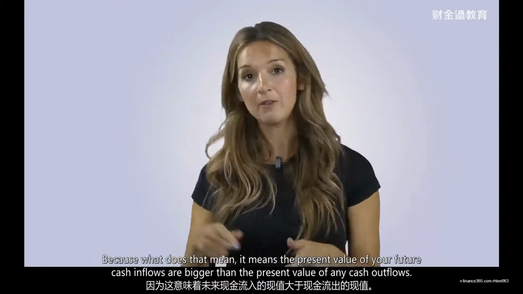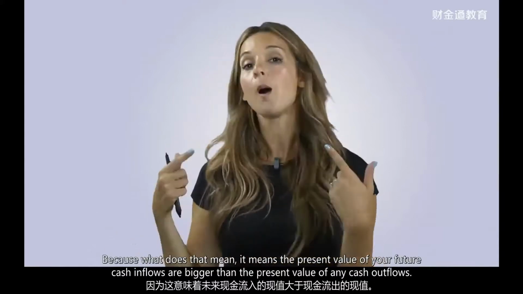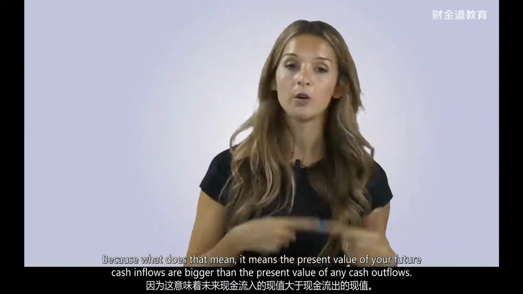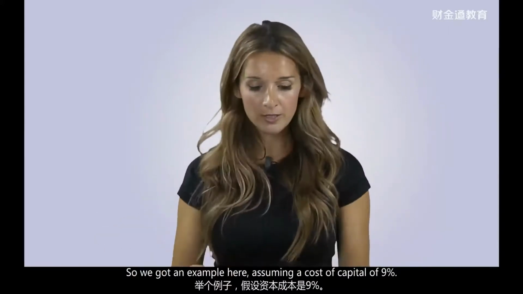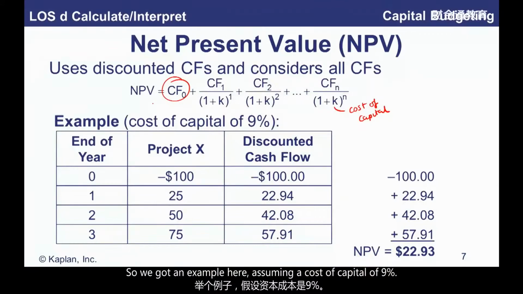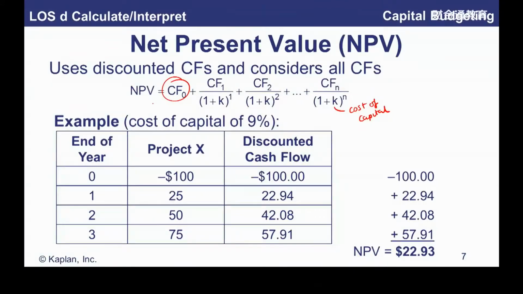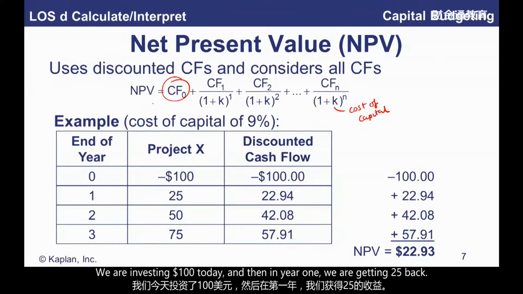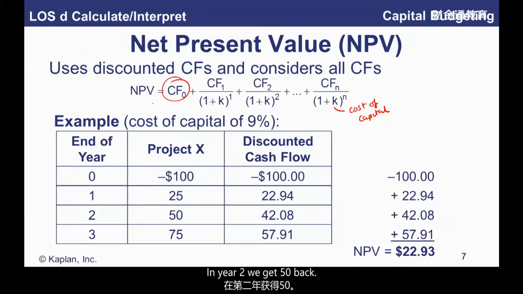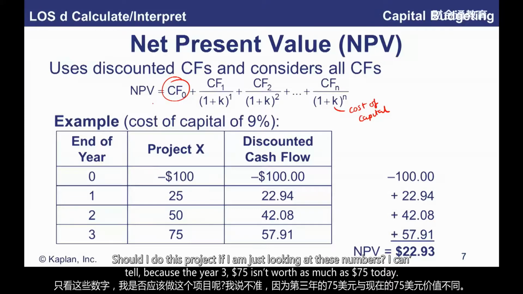It means the present value of your future cash inflows are bigger than the present value of any cash outflows. So we've got an example here, assuming a cost of capital of 9%. We are investing $100 today, and then in year 1, we're getting 25 back. In year 2, we get 50 back. In year 3, we get 75 back. Should I do this project?